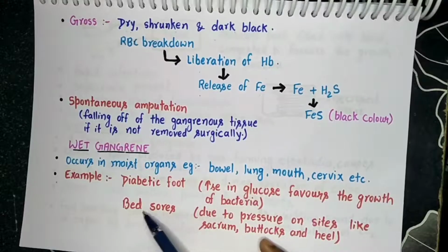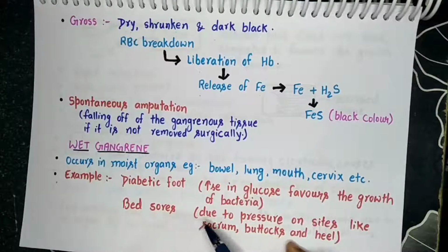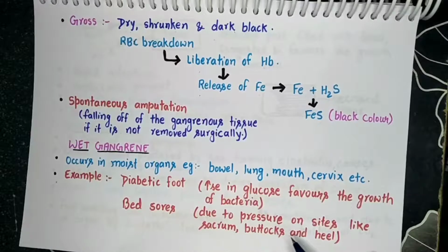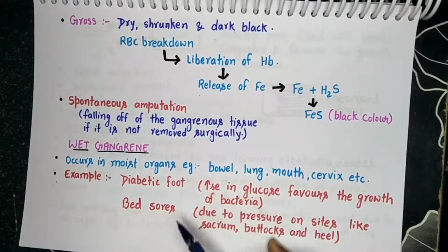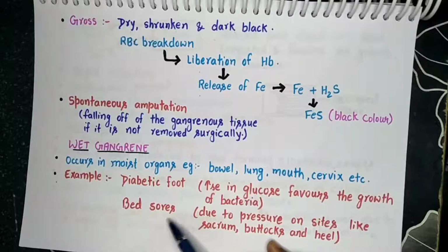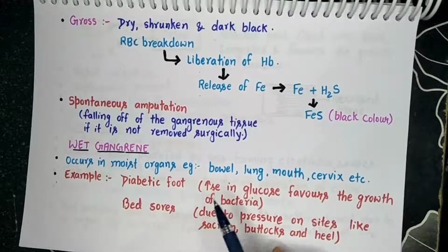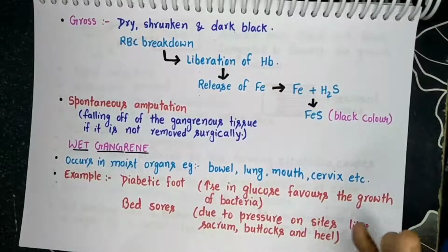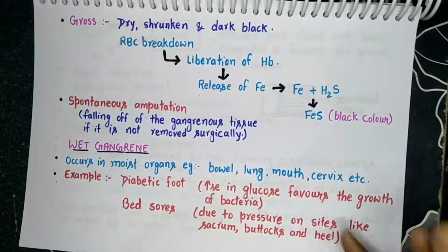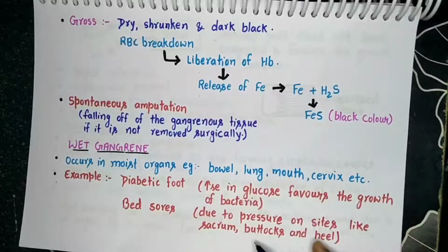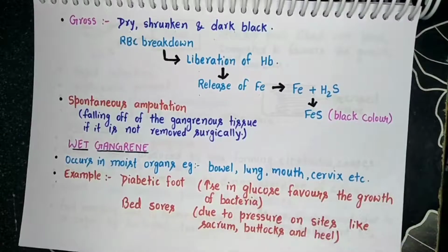Next one is bed sore. What happens in bed sore? Due to pressure on sites like the sacrum, buttock and heel. Bed sore is normally seen in case of long standing bed rest, maybe in case of coma or paralysis of a certain part of the body, due to which there will be pressure on certain sites of our body like the sacrum, buttock and heel, due to which gangrene can take place there.